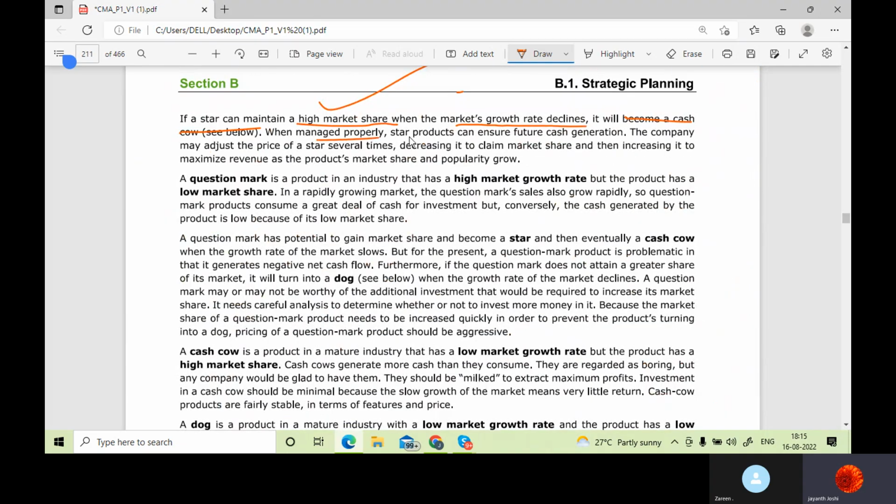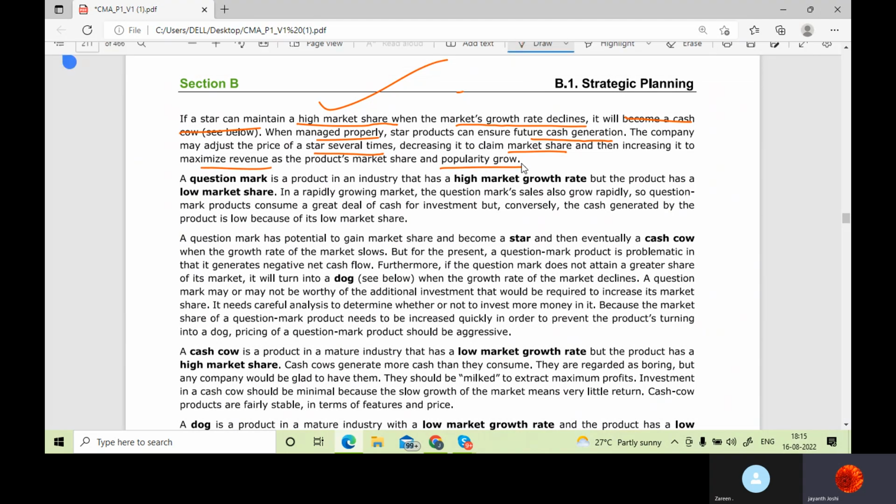So when managed properly, star products can ensure future cash generation. The company may adjust the price of star several times, decreasing it to claim market share and then increasing it to maximize revenue as the product's market share and popularity grow. So what does the company do? It decreases the prices so that more and more people buy, and with that market share increases and revenue gets maximized as the product's market share and popularity grow in the market.